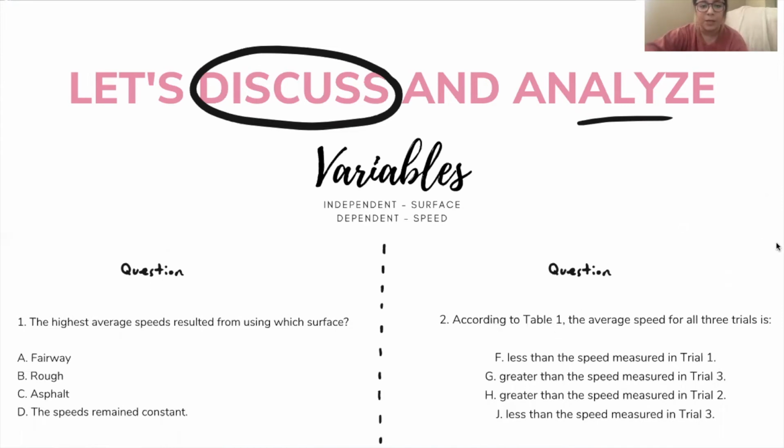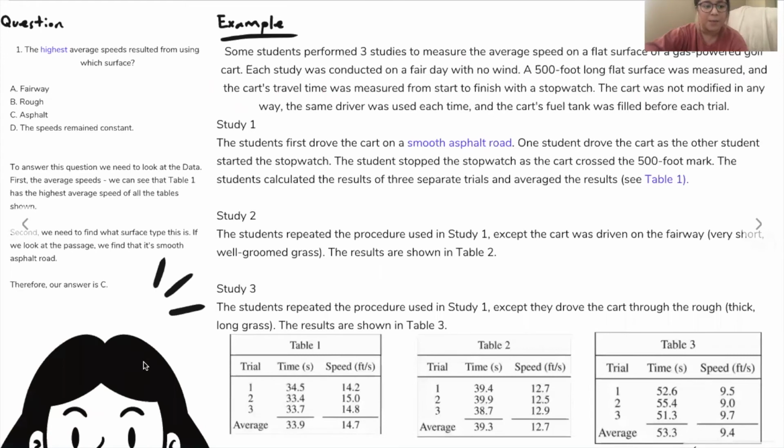So if we keep going and focus on question 1, to answer this question, we need to, of course, look at the data. Find the highest average speed. It's going to be 14.7. Now we know that table 1 is tied to study 1, which is over here, and we just need to find the surface type. The students first drove the cart on a smooth asphalt road. So we know that that is going to be answer choice C. And again, we didn't have to read through these. We just kept it moving.